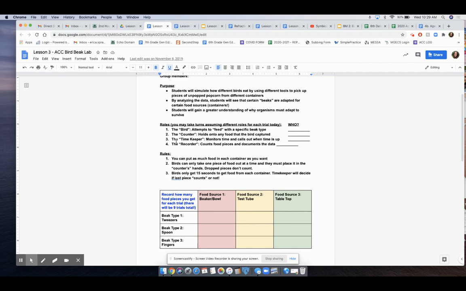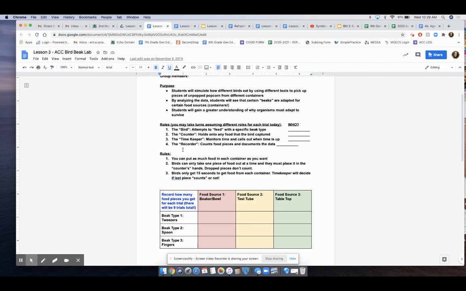Job number 3 is the timekeeper. And the timekeeper must monitor the time and calls when time is up. So you're only allowed 15 seconds in each trial run to get food from the container. That's not very much time. So the timekeeper is going to say, on your mark, get set, go. And when 15 seconds is up, the bird needs to immediately stop feeding off of the corn.